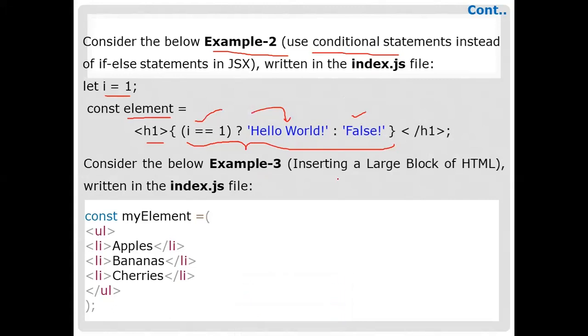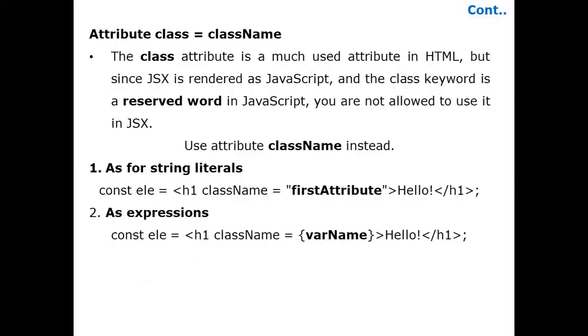See example 3. In example 3, what we are doing is a large block of HTML code that can be added in the React element. So the React element here is my element. Now this is the block of code. The unordered list, I'm just displaying as a list: apple, banana, and cherries.